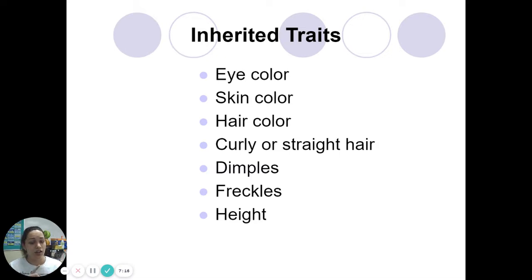All right, so some examples of inherited traits, like I already named a few, but we have eye color, skin color, hair color, curly or straight hair, dimples, when you have the small little, I don't know, sometimes I get one here on my face, but not always. Maybe that, I don't know if you count that as a dimple. All right, dimples, freckles, and then your height, okay? So some of you are shorter, some of you are taller. Now, if you're already pretty tall in 4th grade, that probably means both of your parents are pretty tall. All right. If you're still a little bit shorter, don't worry. Y'all will continue growing until you're at least 18 or 19 years old.